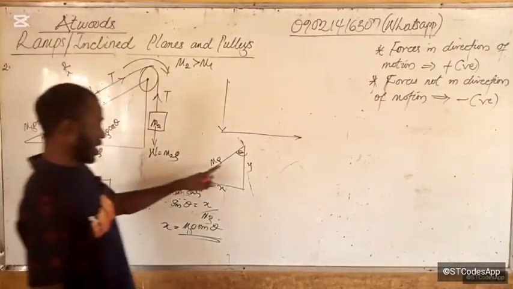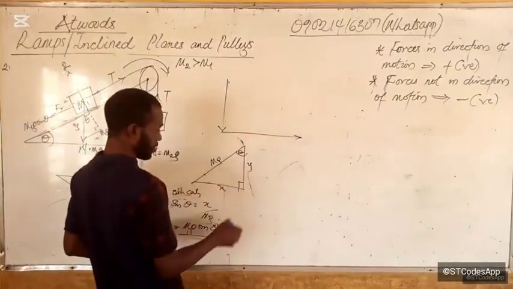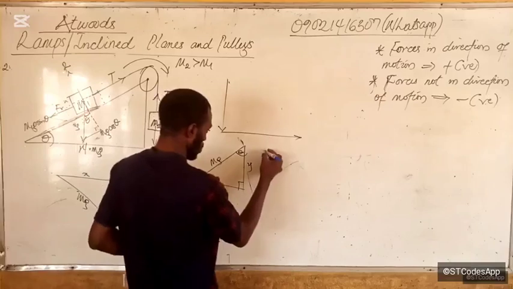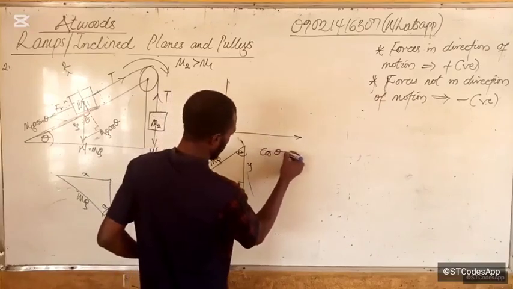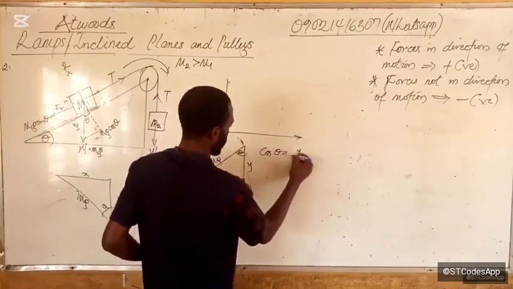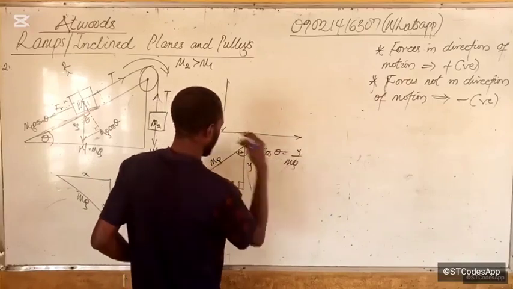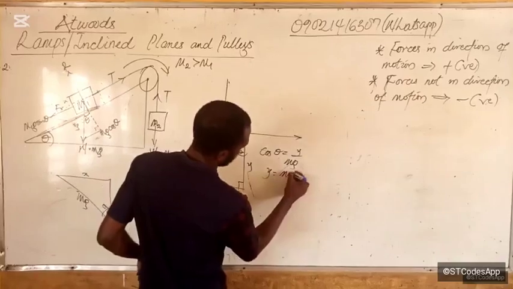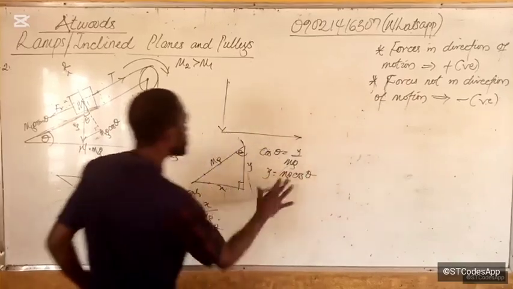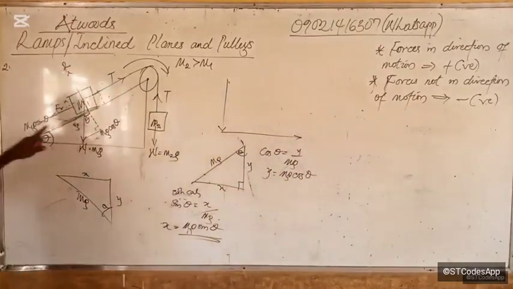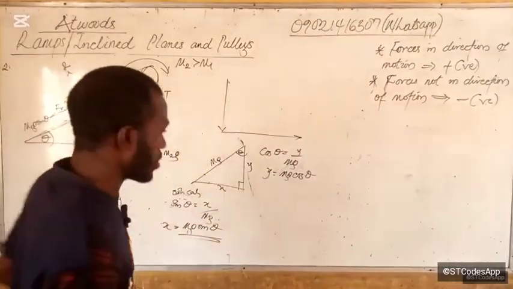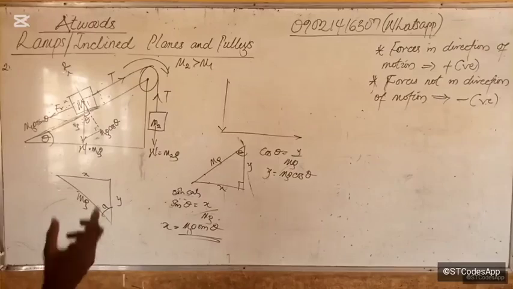And also for this guy, it will be adjacent. If this is a right angle, of course, this will be adjacent. So cos of theta will be adjacent, which is y, over hypotenuse, which is mg. So y therefore will be equal to mg cos theta. So this is where these two things are coming from. Now, another way to view it is this, and this is also a trick.